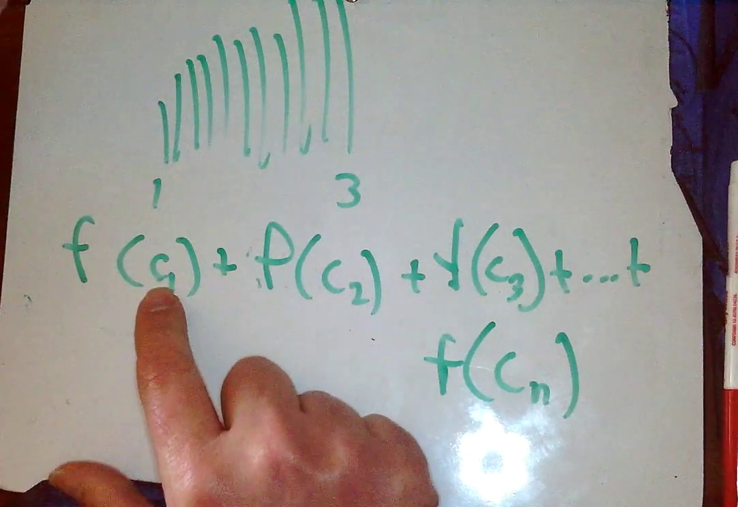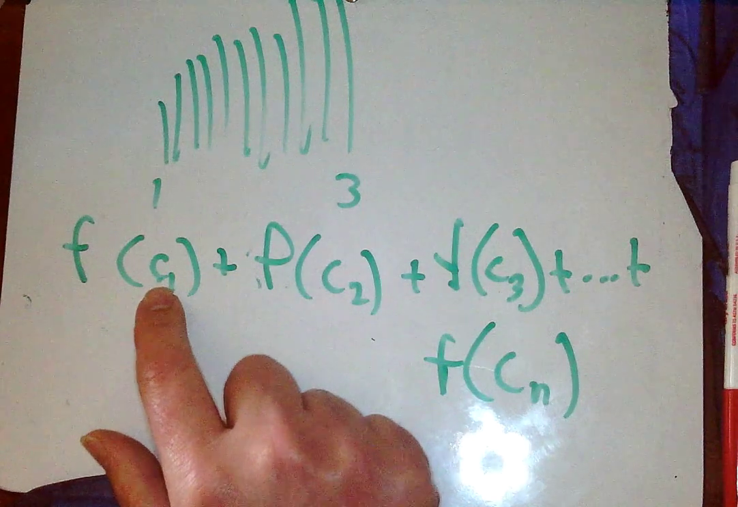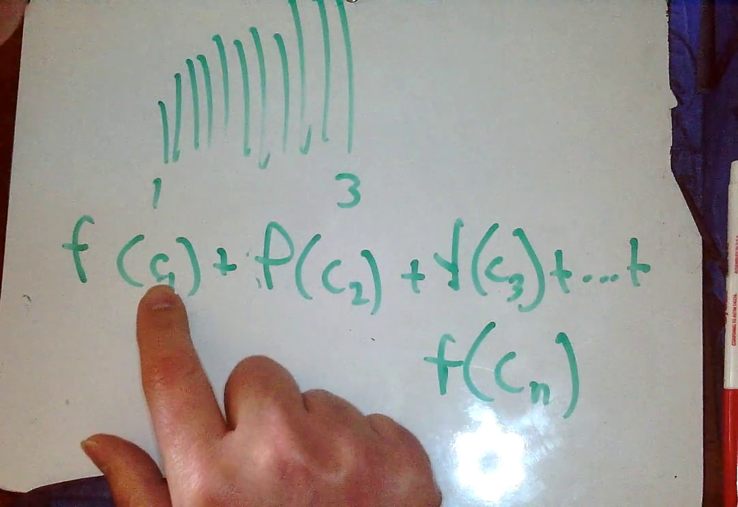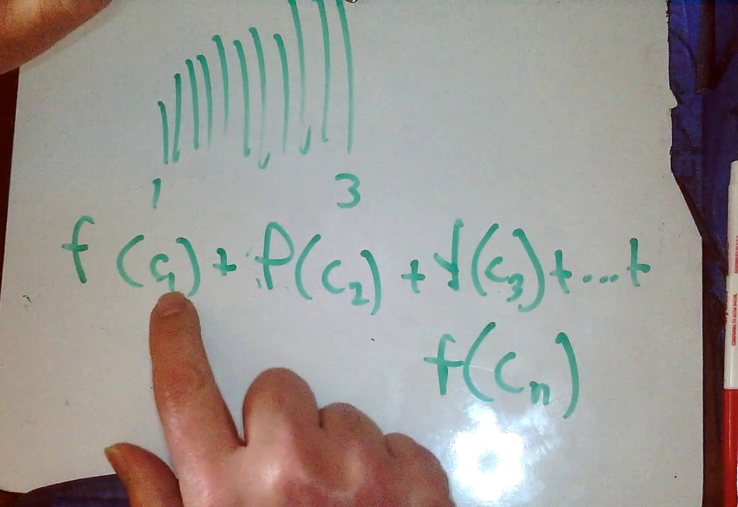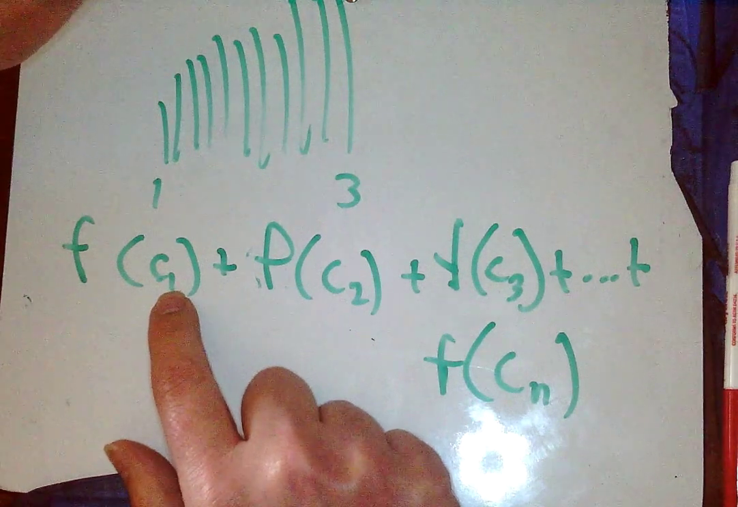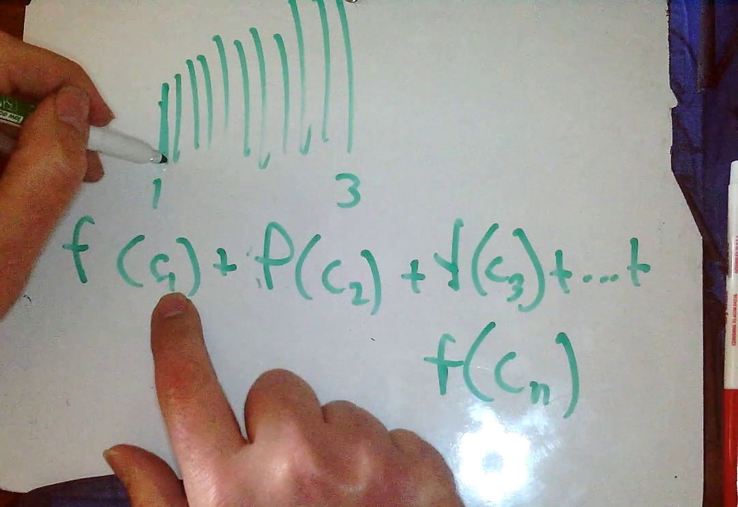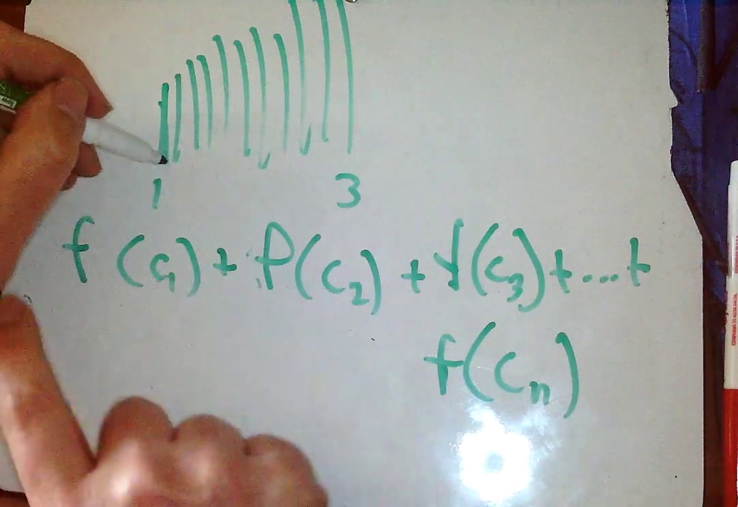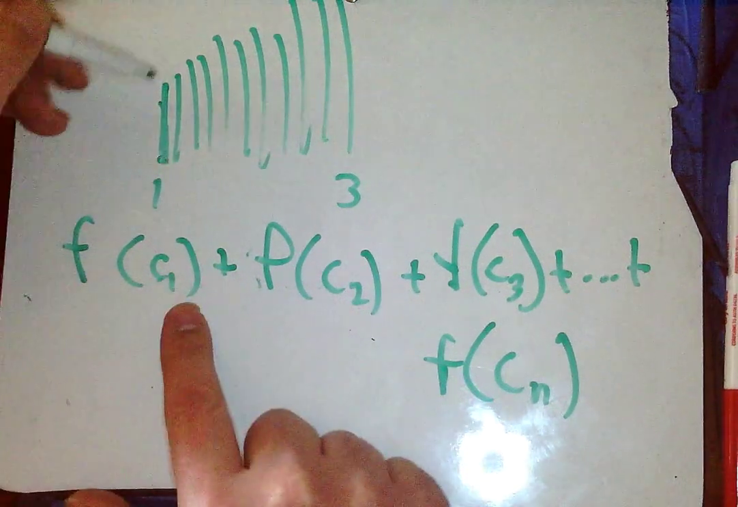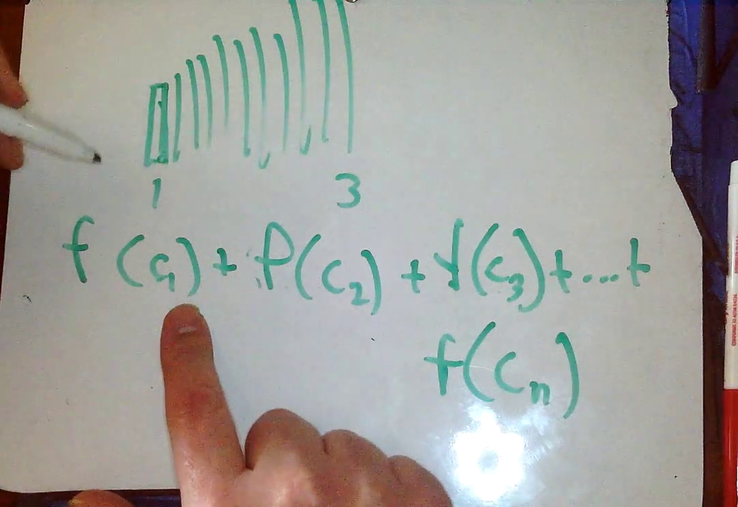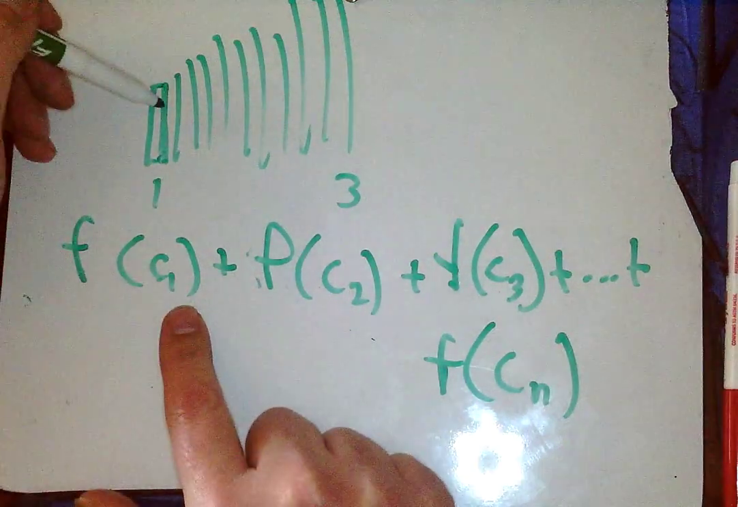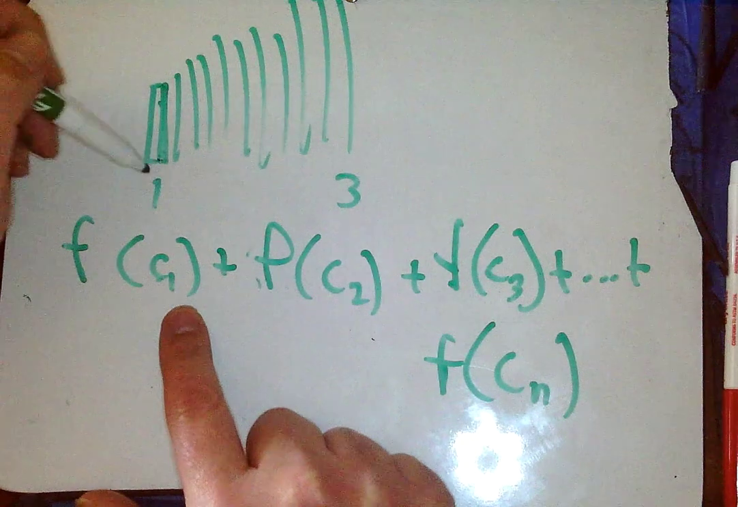Now, what's c? Remember from our intermediate value theorem, c represents a specific x value. And this is saying the first of those specific x values, that x value. I plug that x value into our function, and so I get an output, and that's that number. So f of c sub 1 says, what's the height at c sub 1?